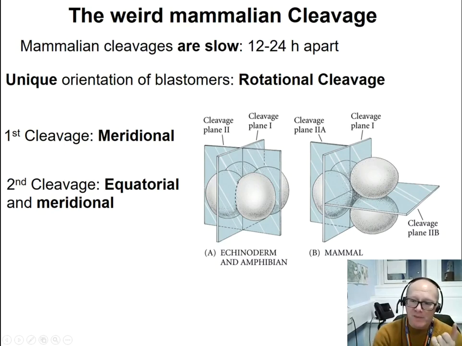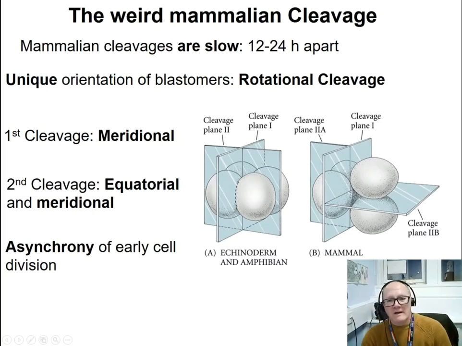But birds, amphibians, and reptiles have a much simpler orientation of the blastomeres compared to mammalian cleavage. Because of this strange orientation of the blastomeres, because of this rotational cleavage, the embryos become asynchronous. So the cell division becomes asynchronous. What does it mean? It means that some cells divide earlier than others, and this results in embryos that from time to time have an odd number of cells instead of an even number of cells.